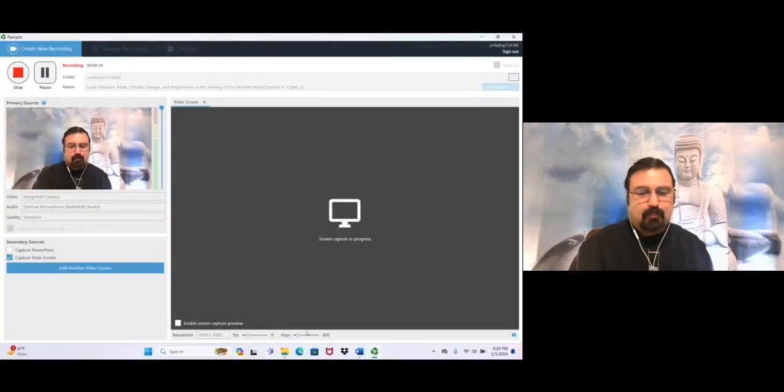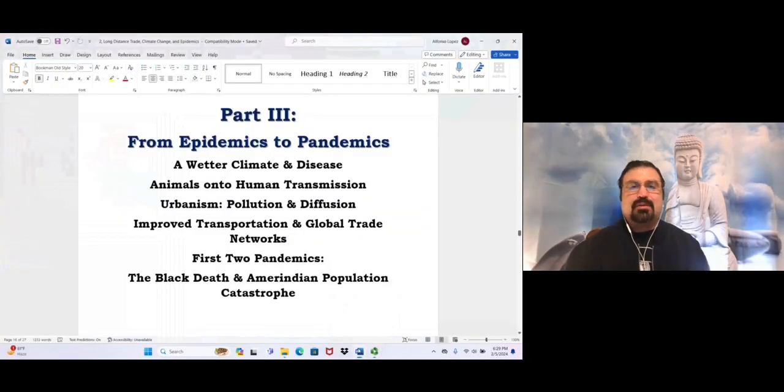Now we're starting session 3 of the second topic, long distance trade, climate change and epidemics in the making of the modern world. And in this session, we're going to be looking at epidemic disease giving rise to the early modern world. This is something that we introduced at the end of session 2, but now we're going to cover this quite fully. So let us transfer then to our lecture outline.